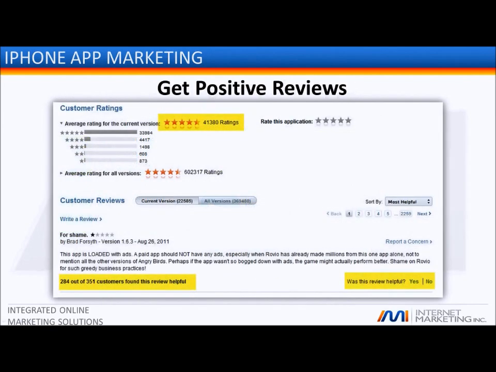Third, get a lot of positive reviews. Similar to Google Places optimization, if you're trying to optimize for local search results, you want to get a lot of reviews. Lots of reviews are a signal to the App Store algorithm, signifying that your app is popular. Now, this is not the only factor that matters.